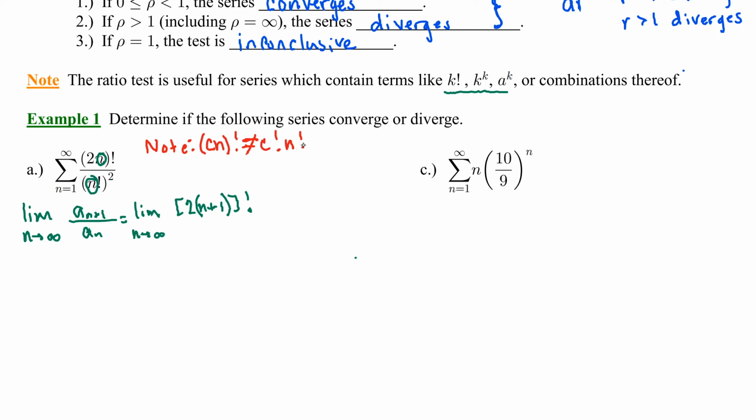So be careful that you don't be tempted to distribute a factorial to the factors inside parentheses. That means I cannot distribute this factorial here. So watch for that temptation.